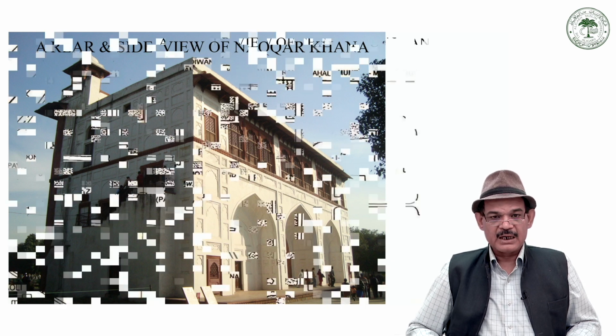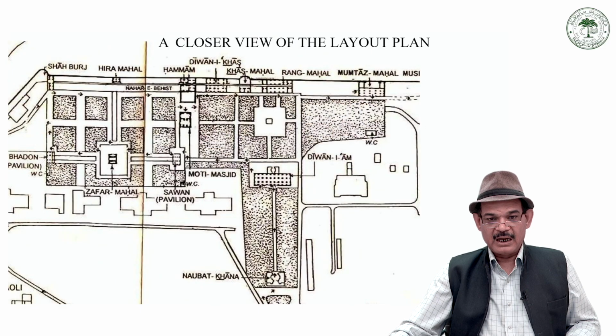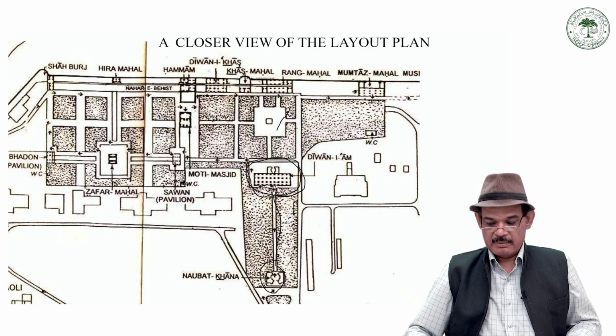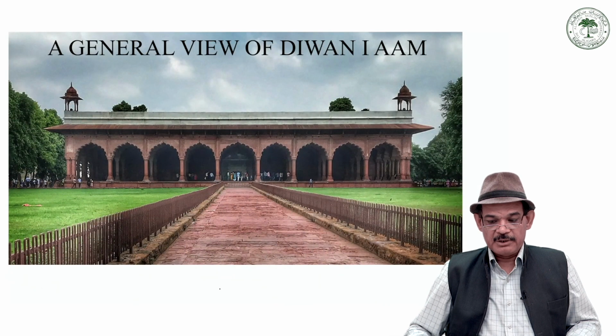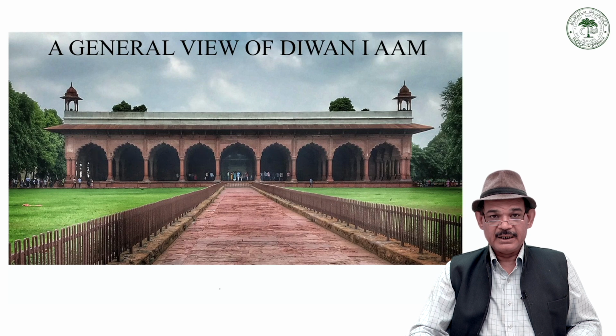And after Nakar Khana, after Nawat Khana, this passage leads us and we approach the Diwan-e-Aam. Diwan-e-Aam means the hall of public audience. Diwan-e-Aam is a very important building. It is built of red sandstone.